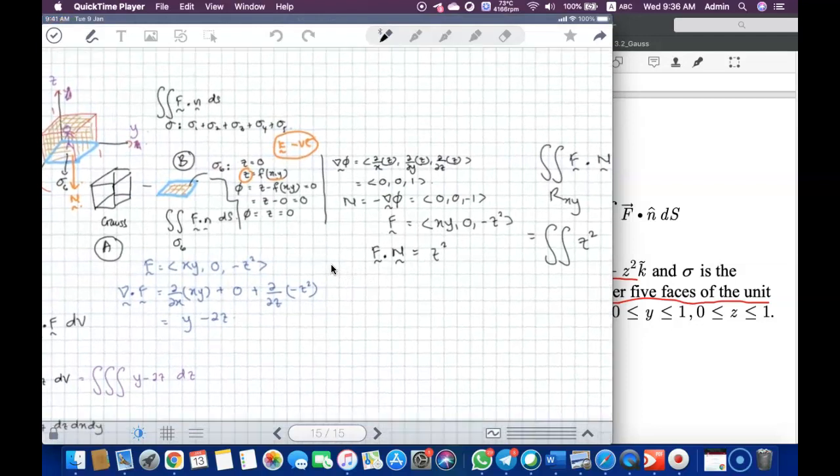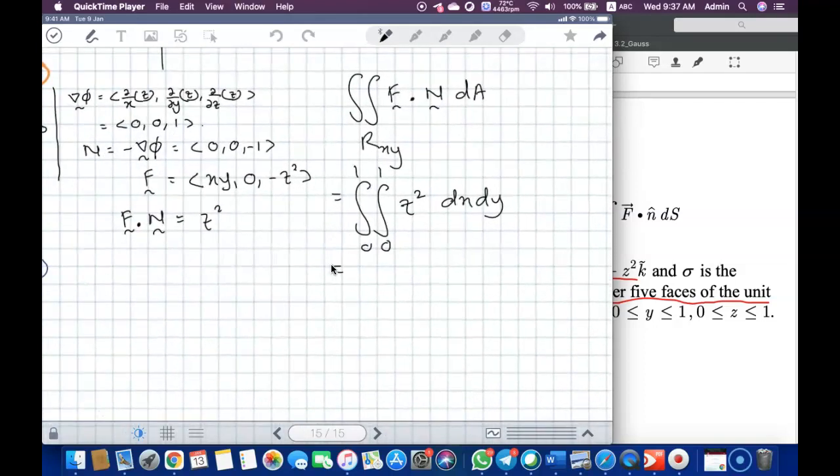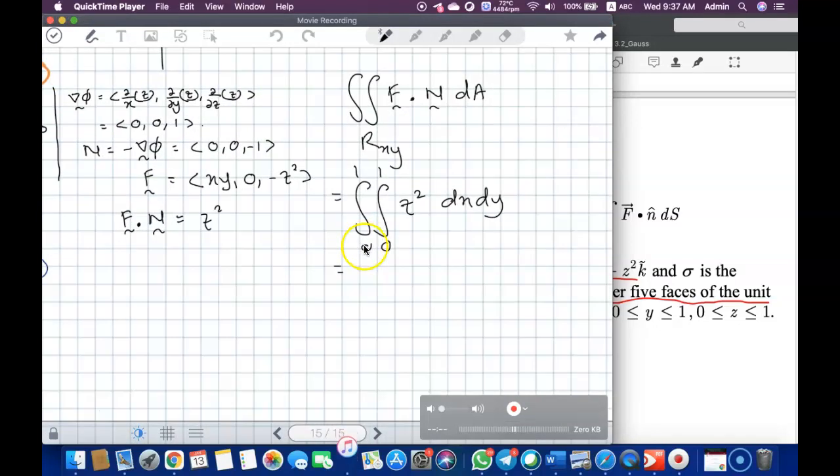Your region is on the xy plane. Now we have 1, 1, y, x. So we have a rectangular region, so we have dx dy with limits 0 to 1, 0 to 1. Then again, this is not so complicated to differentiate.